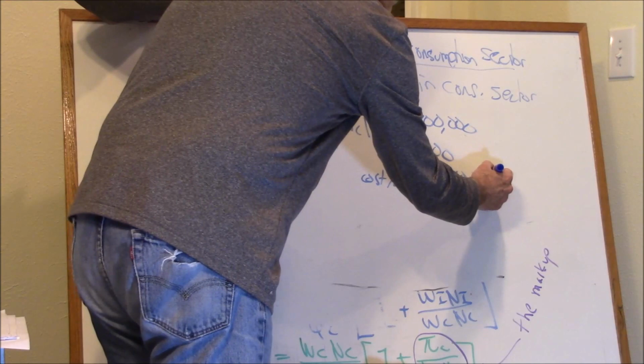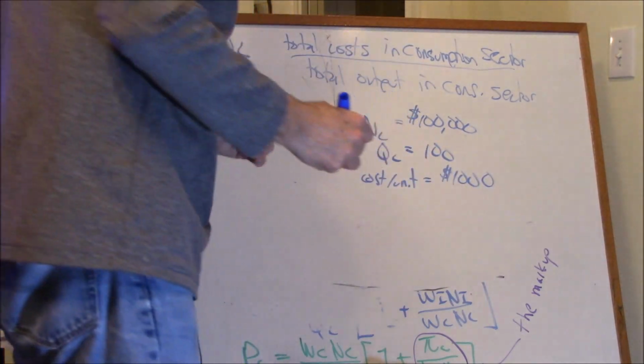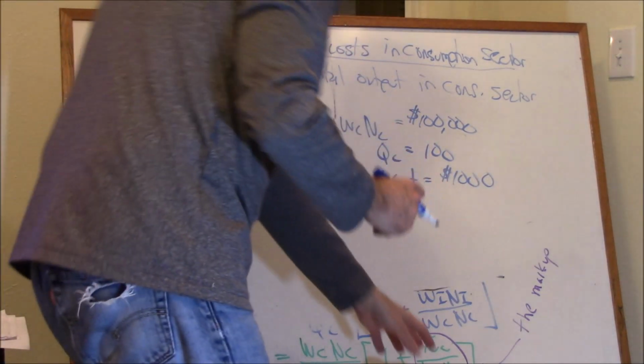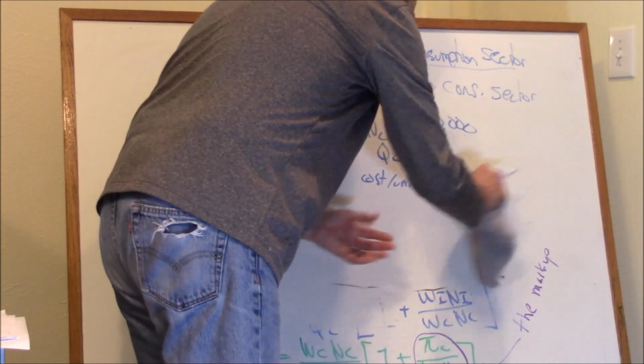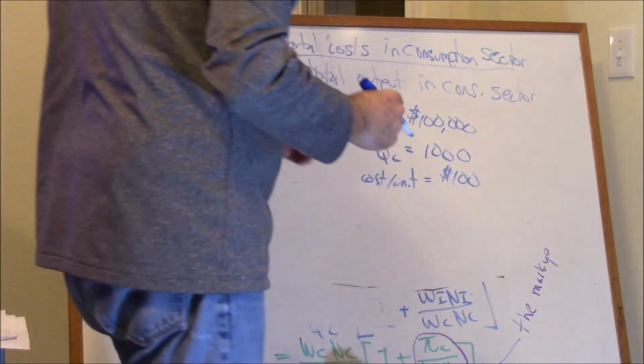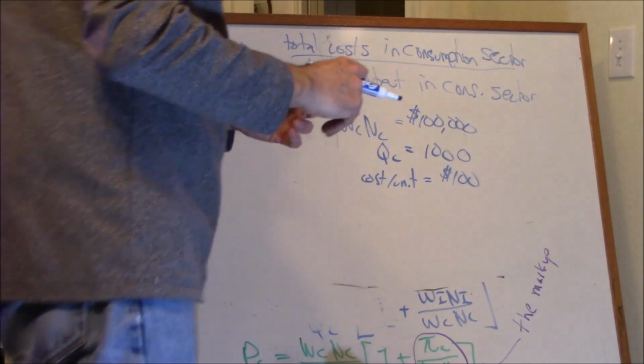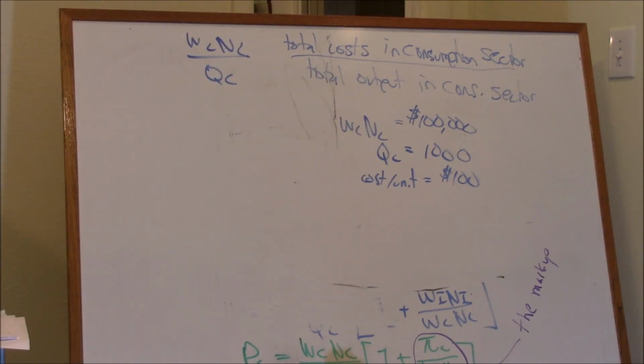Is going to be, oh wow, $1,000. That's pretty expensive. I didn't mean to do it that way. Let's do it this way. Let's have 1,000 things produced. All right. And then, so yeah, that's right. 100,000. And so the average cost per unit is $100.